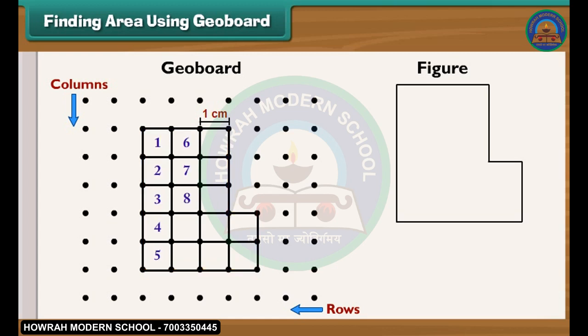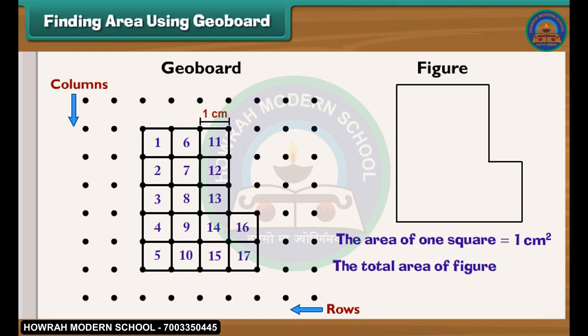The area of each square block is 1 centimeter square. The area of the complete figure is equal to the number of square blocks multiplied by the area of one square block. That is, 17 into 1 is equal to 17 centimeters square.